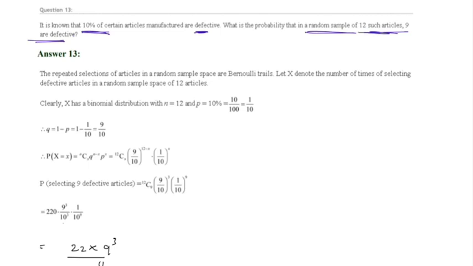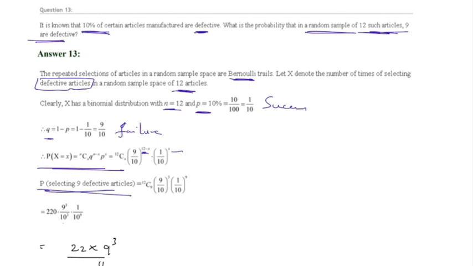So let's see. The repeated selection of articles in a random experiment is nothing but Bernoulli trials, where X denotes the number of times of selecting defective articles. Here it is a success in a random sample of 12 articles. So n equals 12, p equals 10%, which means 10 by 100, it is 1 by 10, it is success. Whereas q is 1 minus p, it is 1 minus 1 by 10, that is 9 by 10, failure, right? So the formula we already have: 12CX, 9 by 10 to the power of 12 minus X, 1 by 10 to the power of X. So selecting 9 defective articles out of 12, so 9 successes we are having here.